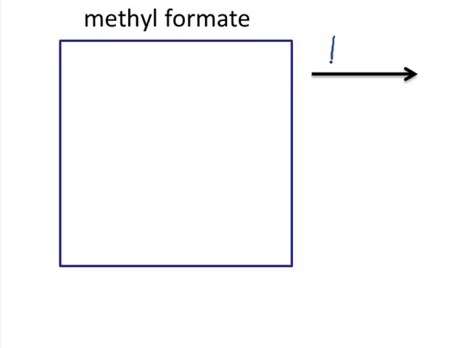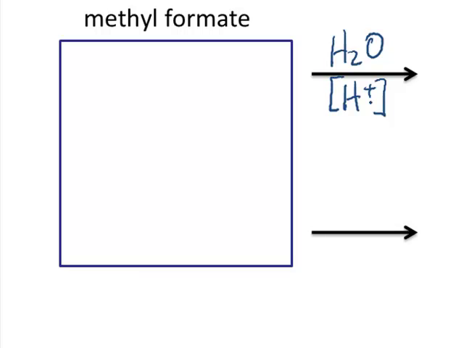Take methyl formate and hydrolyze it in the presence of acid. That would be called acid-catalyzed ester hydrolysis. Then go ahead and take the methyl formate and again hydrolyze it, but this time do it in the presence of a base. Let's use potassium hydroxide. That would be called base-catalyzed ester hydrolysis or saponification. Go ahead and give it a try.